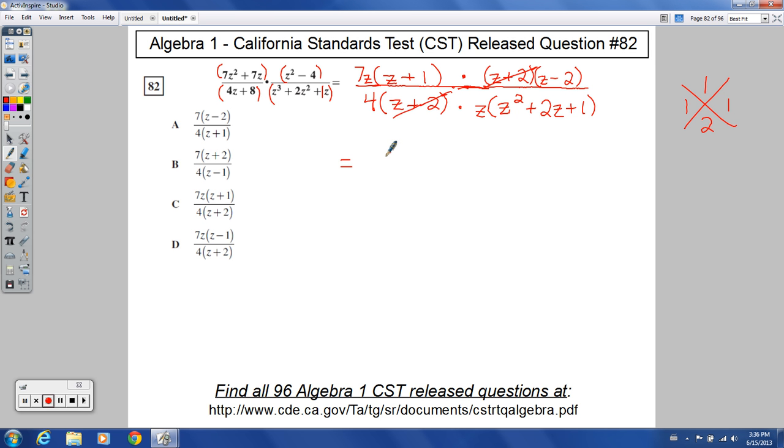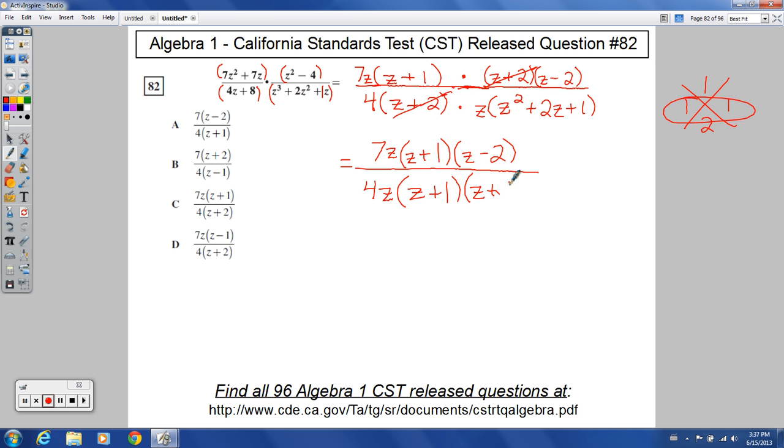So I'm going to make sense of what I have left. I've got 7z times z plus 1 times z minus 2. I've got that all over 4 times z, and then I'm going to factor this part out now using the numbers, the factors I got here. It would be z plus 1 times itself. Z plus 1, another z plus 1 there. So I've got a z plus 1 on the top and the bottom. I can cross those out. I've got a z that can cross out with a z right there.